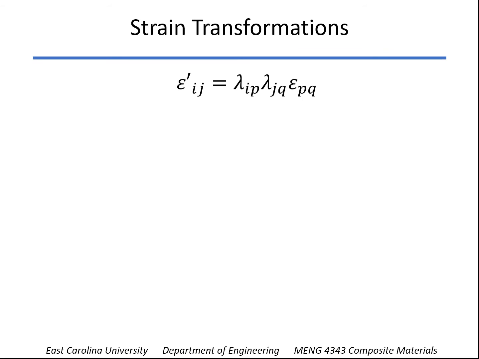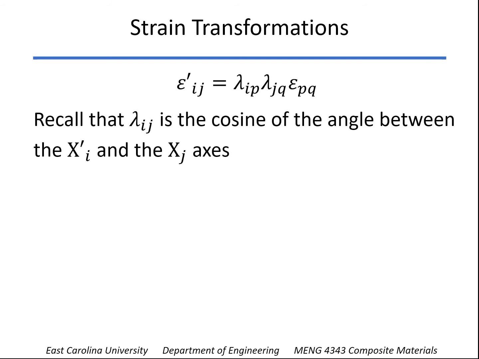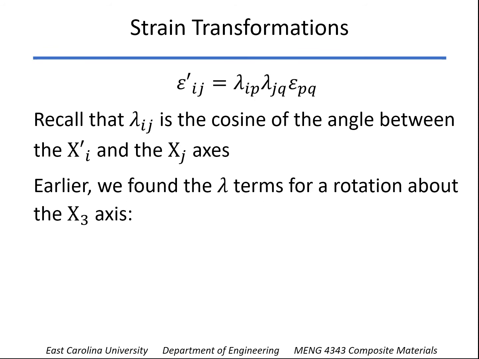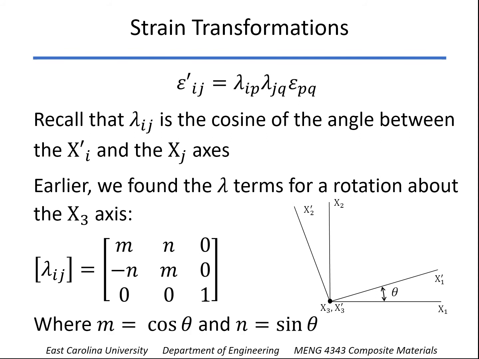Notice there are two lambdas there. The definition of lambda is the cosine of the angle between xi prime and xj axes. And so we found that for a rotation about the x3 axis, we did that earlier, and so we can actually write our lambda terms as a matrix. As a little bit of shorthand, instead of writing out cosine and sine of theta every time, we're going to let m be the cosine and n be the sine. And we'll use that nomenclature throughout the course.